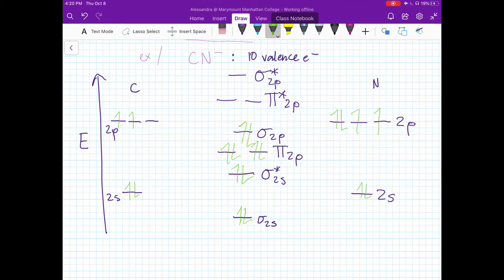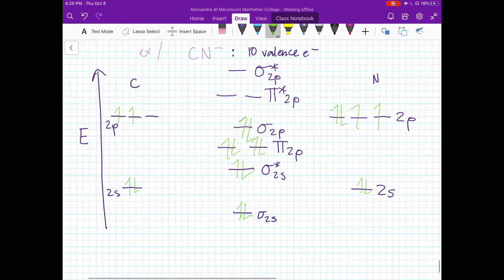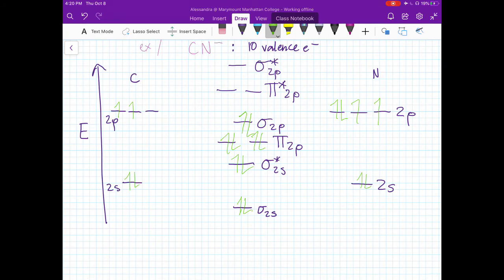So I can see that this is a diamagnetic molecule, or ion in this case. And the bond order for this one is going to be, let's see, I have 1, 2, 3, 4, 5, 6, 7, 8 bonding electrons minus only 2 anti-bonding electrons, divided by 2. So 8 minus 2 is 6. 6 divided by 2 is 3.